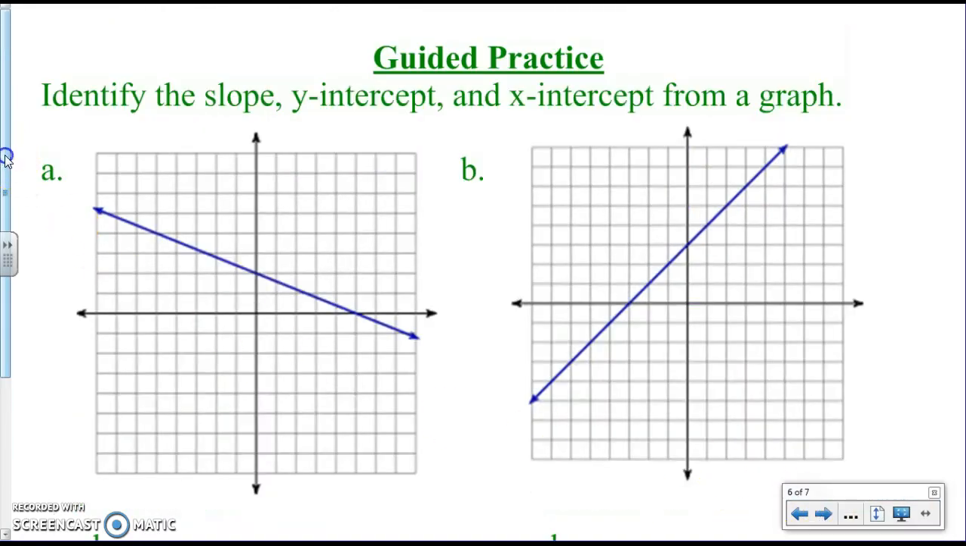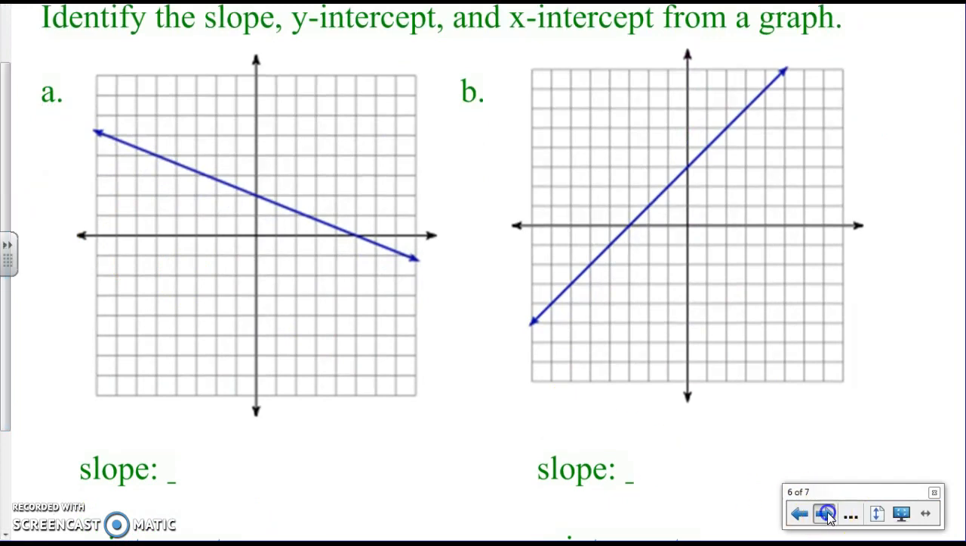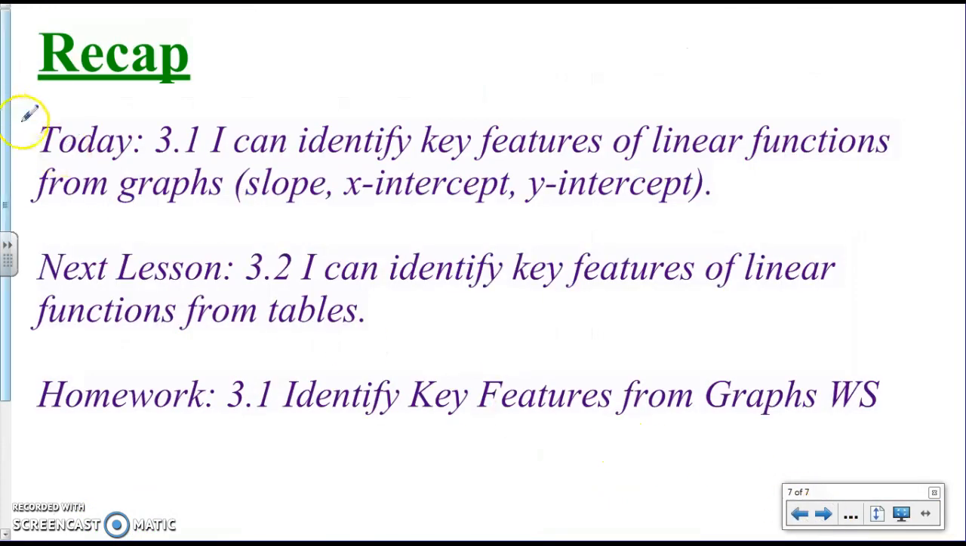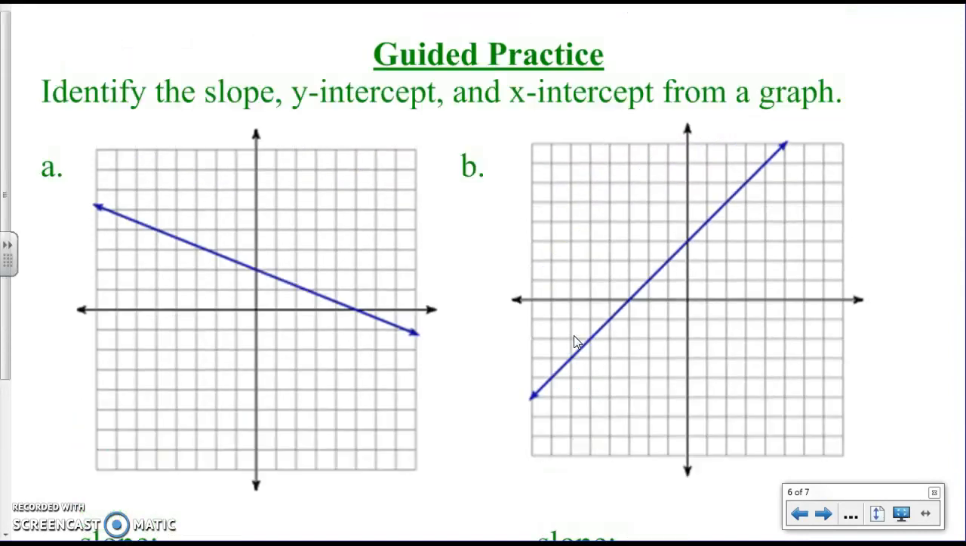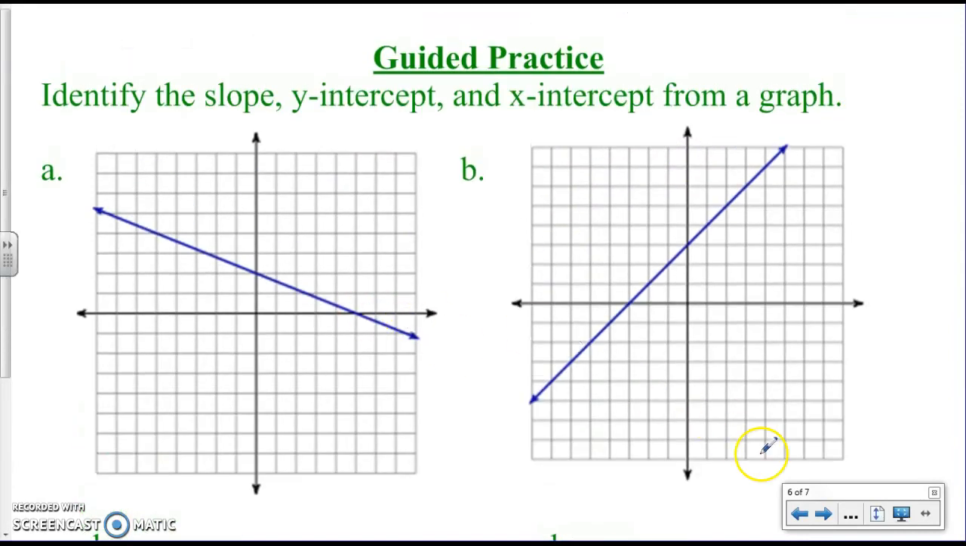Okay, go ahead and try the next two problems there. And then when you are done, have them checked, and once you are good, you can get your homework. As a recap, we covered identifying key features of linear functions from graphs, or linear equations from graphs. So we focused on slope, y-intercept, and x-intercept. Next, we're going to talk about identifying key features of linear functions from tables. Okay, so the same things there, and you have some homework. So once you finish these two guided practice problems, go ahead and have them checked, and you will get your next assignment. Have a great day.